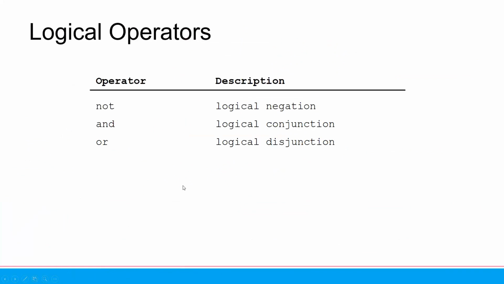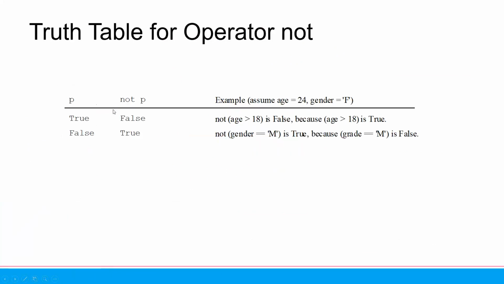So in Python, we have some logical operators: not, and, or. We call not the logical negation. We have and as logical conjunction, and we have or as logical disjunction. For example, I have a statement P, it is true. So if it is not P, then the result is false. If I know P is false, then not P is true.